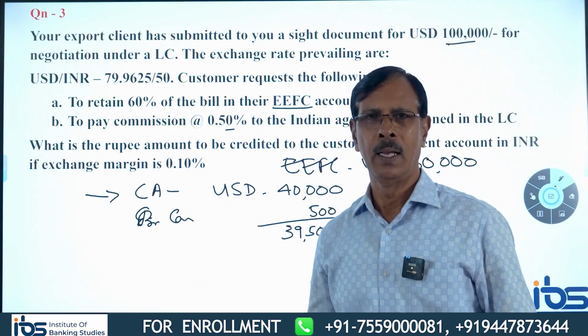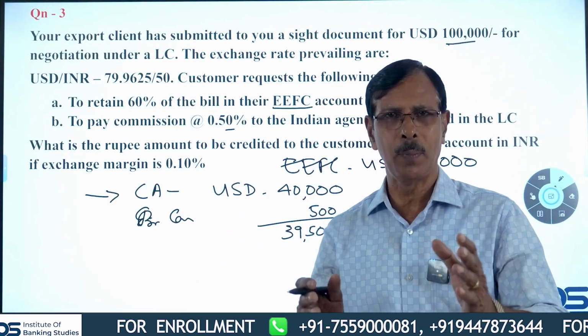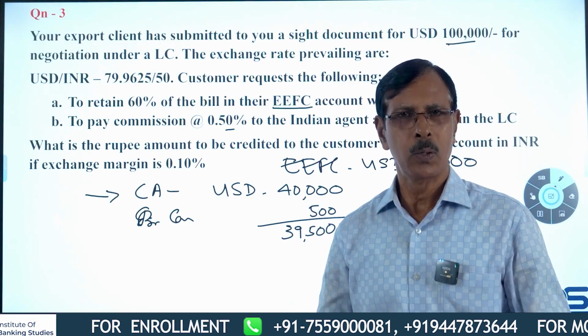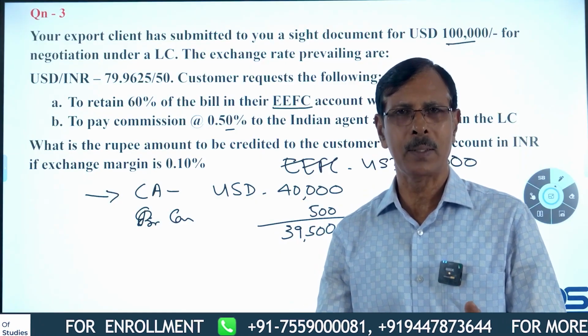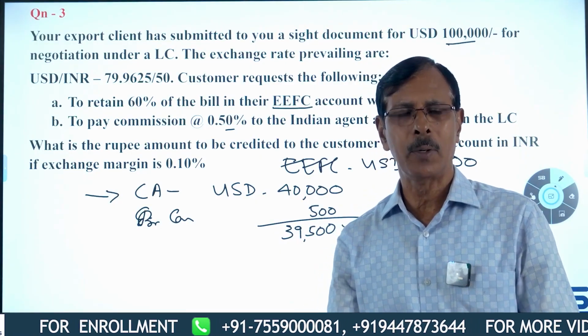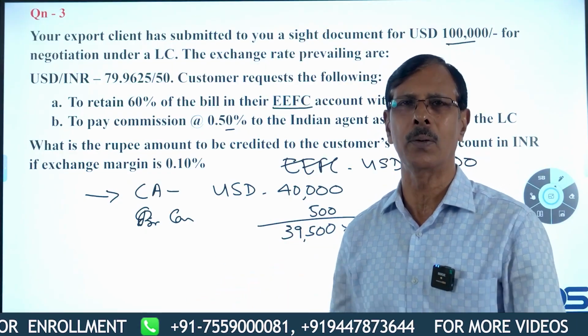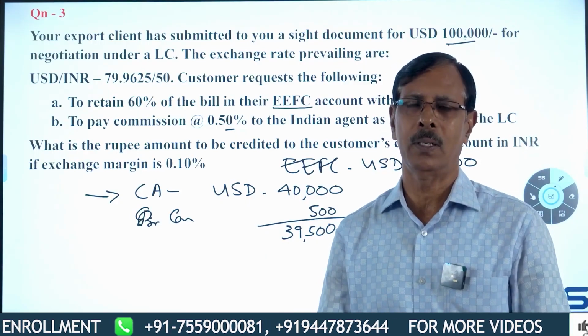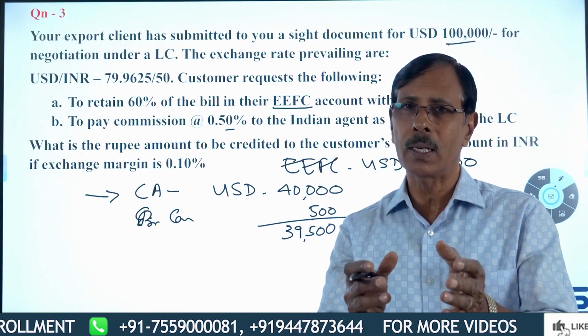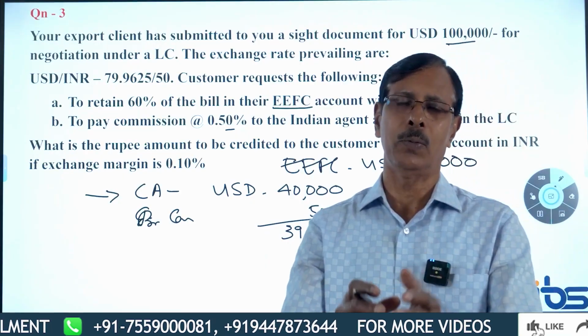I'll repeat once again. Here is an export bill. The value of the bill is $1 lakh. So $1 lakh is the bill, but the customer says, I don't need the entire amount. The 60% of the bill you park separately in dollar account, in my EFC account, and give me only 40,000. Therefore, the amount to be converted is 40,000 USD.